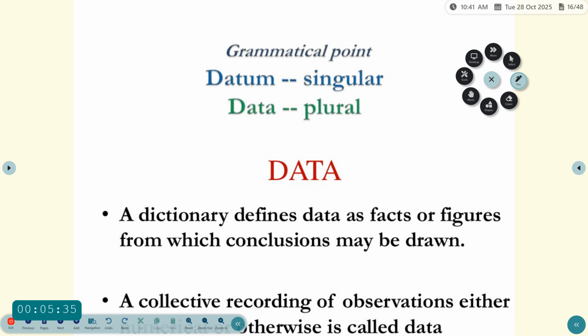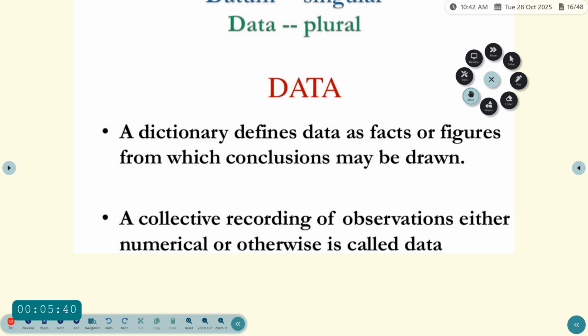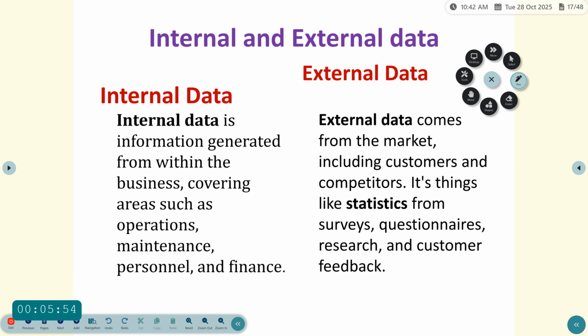Now, what is data? The collected information is called data. A collective recording of observations, either numerical or otherwise, is called data. It may be numerical data or any other form. Then, what are internal data and external data? Internal data is information generated from within the business covering areas such as operations, maintenance, personnel, and finance. But external data comes from the market, including customers and competitors. It's things like statistics from surveys, questionnaires, research, and customer feedback.